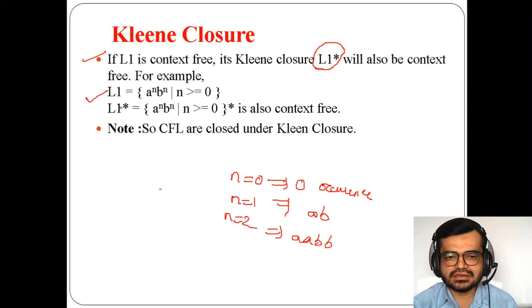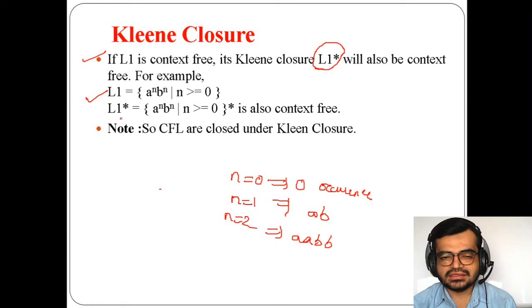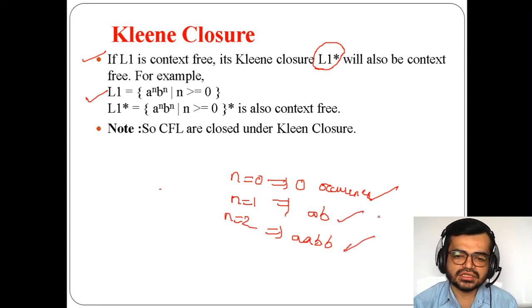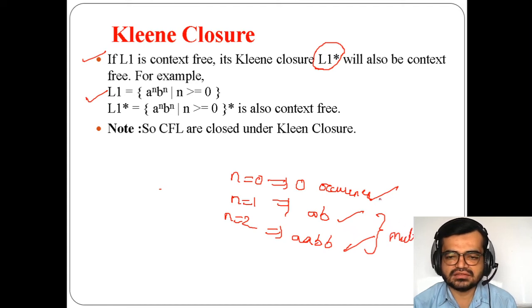So what will the Kleene closure say? The Kleene closure says that it can have either zero occurrence or multiple occurrences, right? So this I assume to be multiple occurrence, and this is zero occurrence. So simply what I can say is that even if I take the Kleene closure of L1, in that sense also you will get the same strings as you are getting in L1.